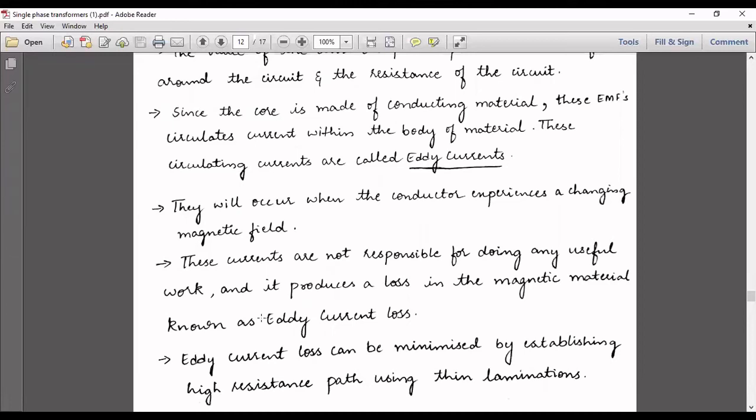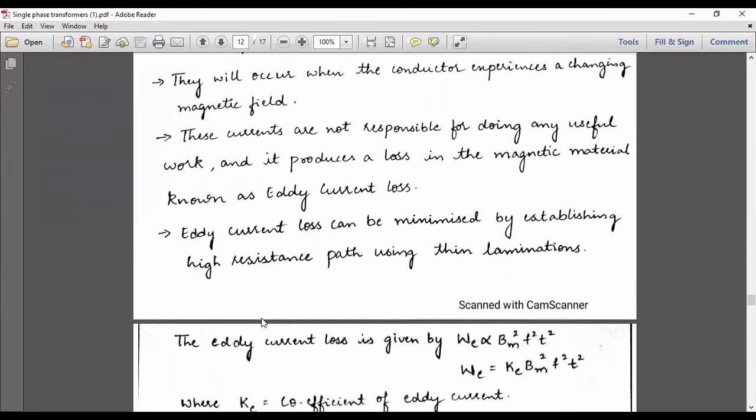Eddy current losses can be minimized by establishing a high resistance path using thin laminations. By making the laminations as thin as possible, a high resistance path will be there. The property of resistance is to oppose the current, so a very high resistance will oppose the eddy currents which are flowing, and they will be stopped. That is why we use thin laminations, so that eddy current losses can be minimized.